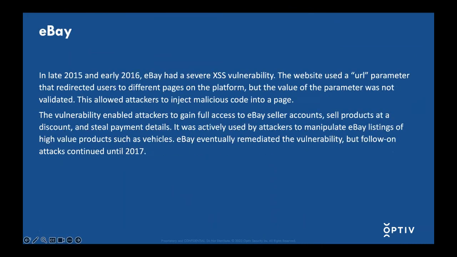eBay was also attacked with cross-site scripting in late 2015, early 2016. It was quite bad. The website had a URL parameter that would redirect users to different pages on the platform, but the value of the parameter was not validated. It allowed attackers to inject malicious code into a page. The vulnerability enabled attackers to gain full access to eBay seller accounts, sell products at a discount, and steal details. It was actively used by attackers to manipulate eBay listings of high value products such as vehicles, and it was remediated in 2017.